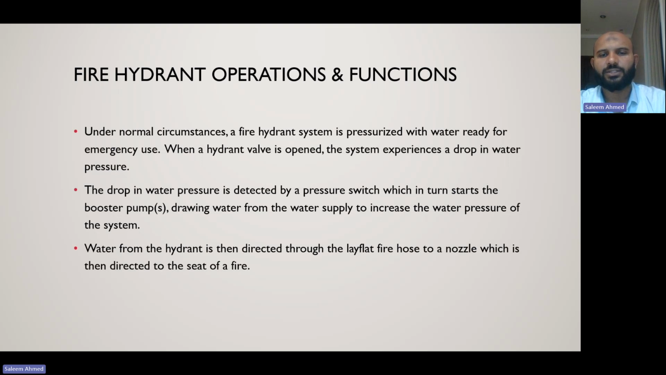Okay, fire hydrant operations and functions. Normally, this is related to the wet type, dry type, and wall hydrants. Under normal circumstances, the fire hydrant system, the entire network, is pressurized and filled with water. If the system experiences a pressure drop, it makes the fire pump kick in to increase the pressure of the water supply. The water will be drawn from the fire water tank, and the fire pump will increase the pressure of that water. Then it will pump into this pipeline.